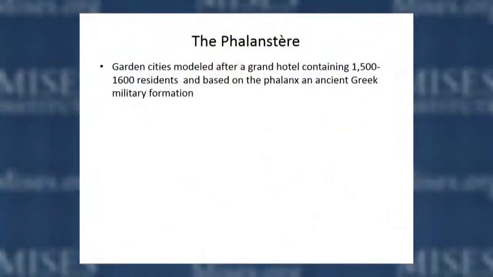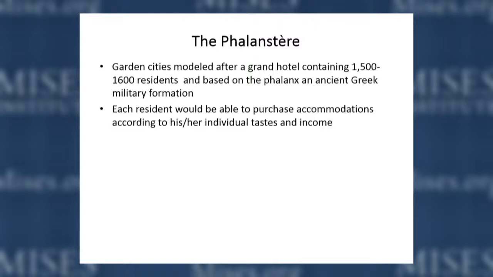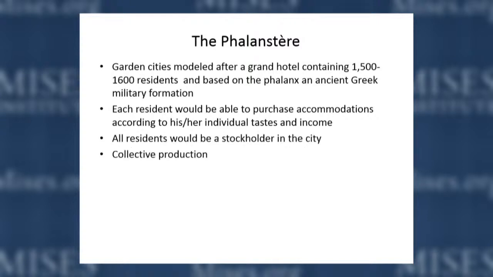So in Fourier's vision, there would be garden cities. They'd be modeled after a kind of grand hotel, and there'd be 1,500 to 1,600 people in this hotel. Again, according to sort of a Greek and Roman military formation. Each resident will be able to purchase accommodations according to their income. All residents would be a stockholder in the city. There'll be collective production. Everything would be produced collectively. There'd be no exchange, okay? All would share meals in a communal kitchen.